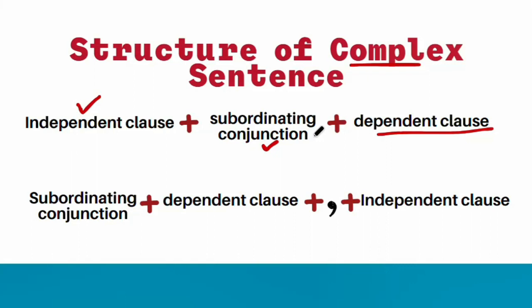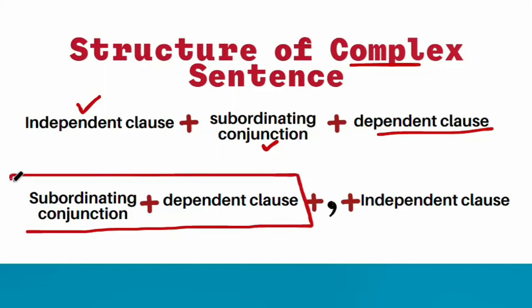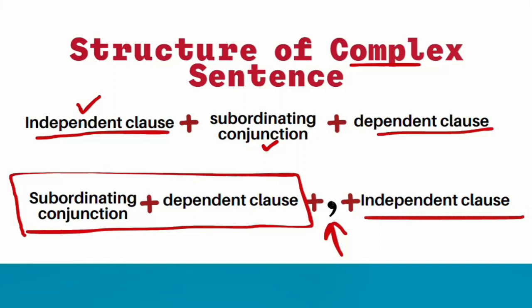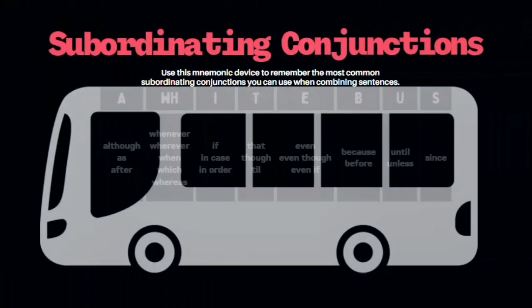We can make complex sentences in another way as well. You can begin with a subordinating conjunction and a dependent clause. Okay, they can come at the beginning. But after writing this at the front, you need to have a comma right after it, and then you will write your independent clause. Let's first see some examples of subordinating conjunctions and then some examples of complex sentences.